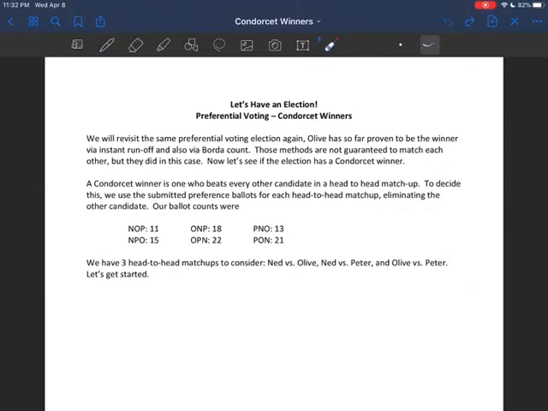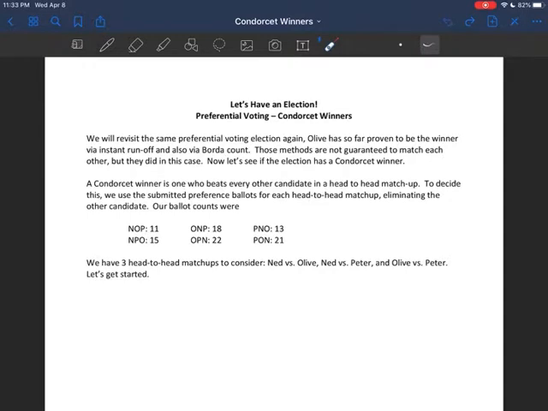So the method we're going to talk about today is looking for a Condorcet winner, and that is done by looking at head-to-head matchups between individual pairings of opponents. So basically, a Condorcet winner is someone who would beat every other candidate if they were the only two people in the race. And we can determine this by looking at the ballots that have been cast and eliminating all of the candidates except for those two.